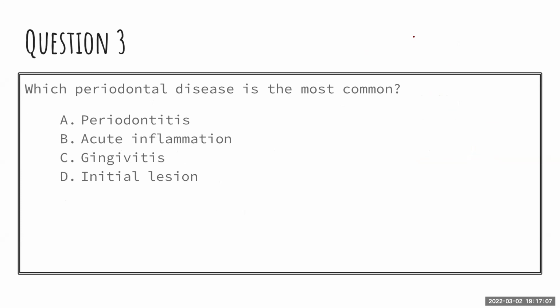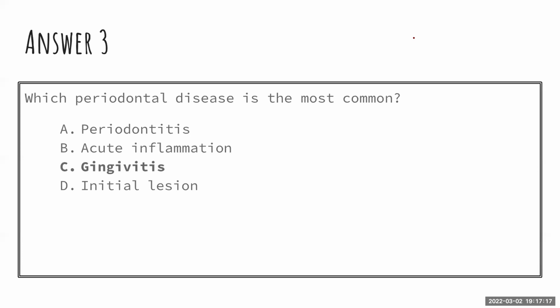What's the most common periodontal disease? C. Good one. Gingivitis is a periodontal disease. It's the first stage of periodontal disease. It's the only reversible stage of periodontal disease, but it is periodontal disease.